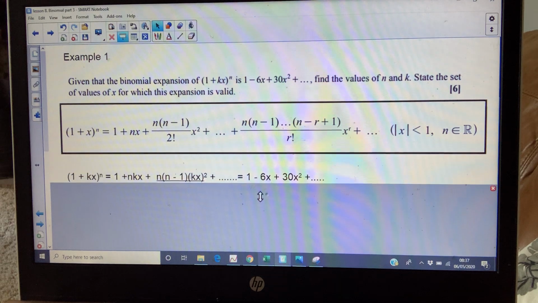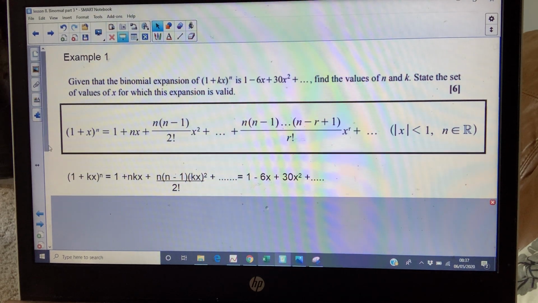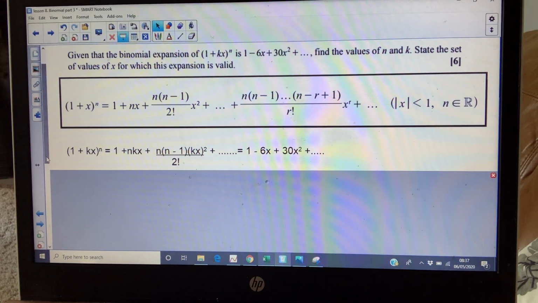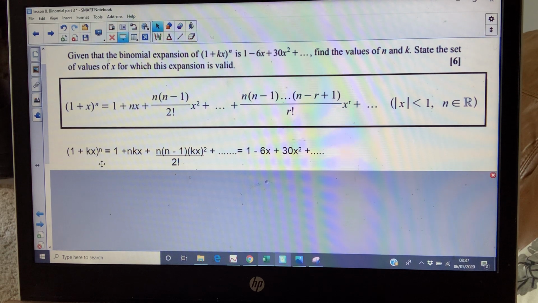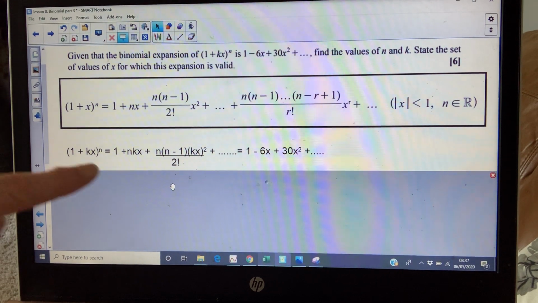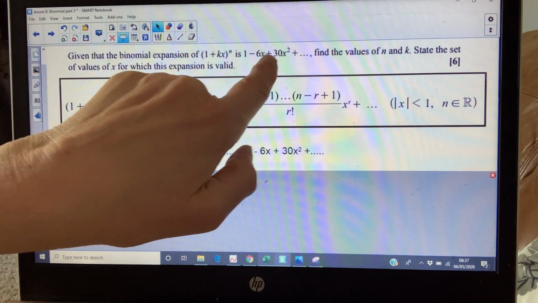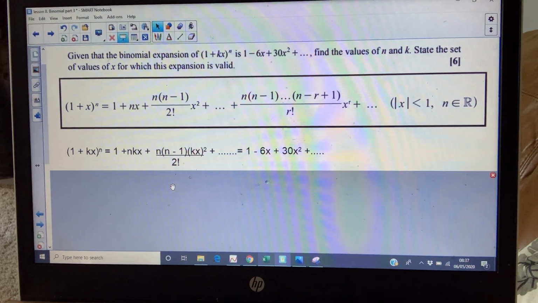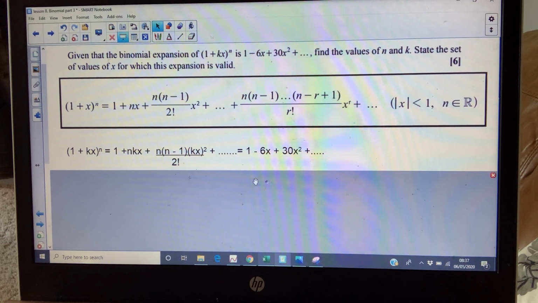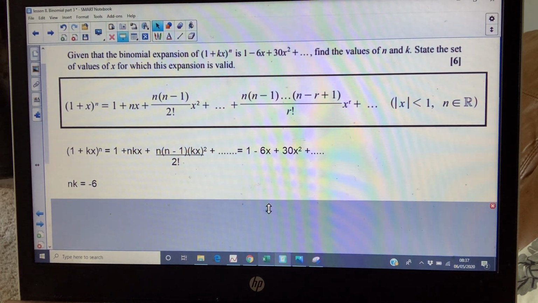So first thing I'm going to do is use my formula. I am going to expand 1 plus kx all to the power n using that formula. So I substitute it in. It's just a little bit of an algebra twist here. That's what's making this question more difficult. And I'm going to equate that to the expansion that I've been given in the question. So I'm now going to try and simplify this left-hand side a little bit more.